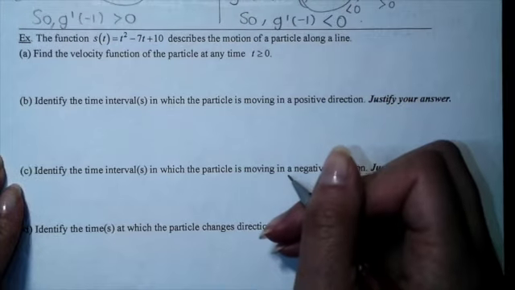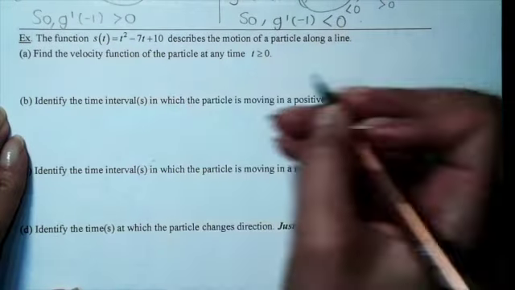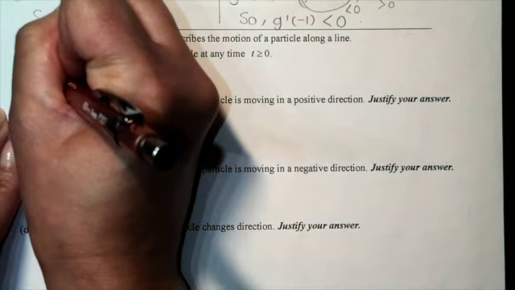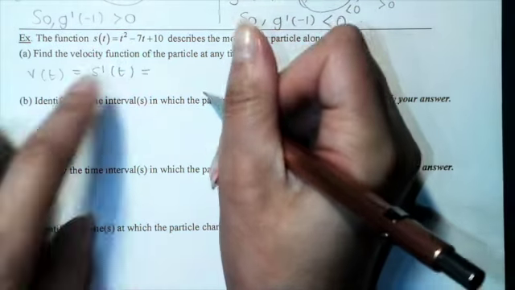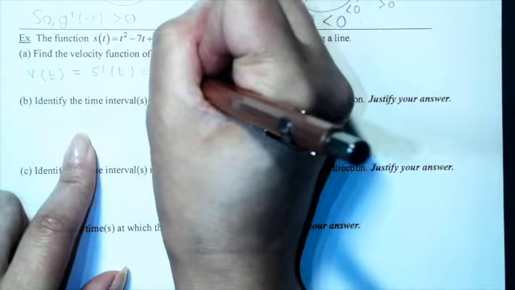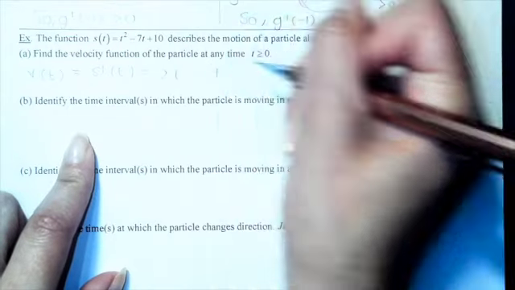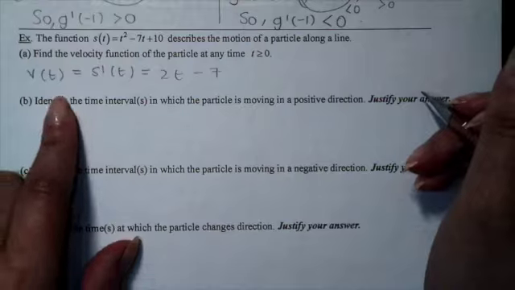So the first thing that you are going to do is to find the velocity. You know that velocity is going to be equal to the derivative of position. So what are we going to do? You're going to take the derivative of this one. So you have that it's 2t minus 7. Okay, so that's your velocity.